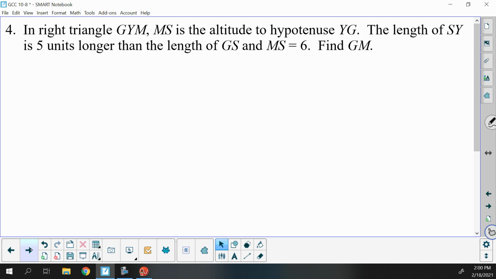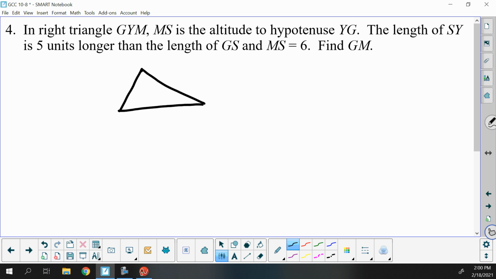So we know the hypotenuse is YG. That means that M must be the right angle. So M is the right angle. We've got Y and we've got G. MS was the altitude. So something like that, if you had switched where Y and G are, that is okay. You'll just have your numbers in the reverse spots on the bottom as we label them.